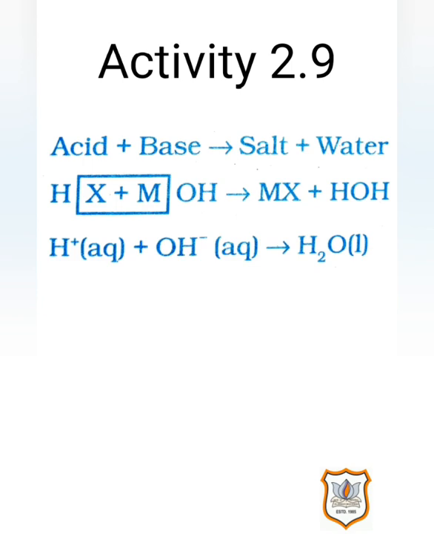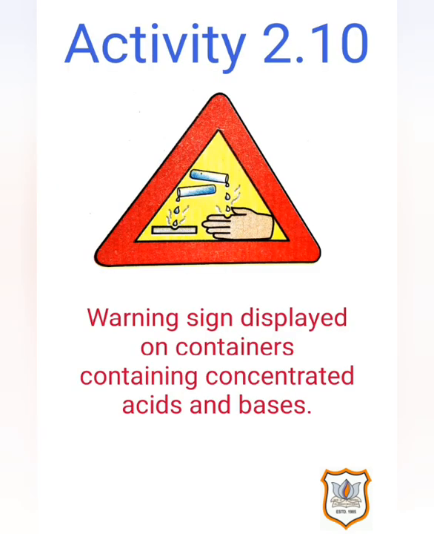Okay. Now, as we have identified that all acids generate H plus ions aqueous, and all bases generate OH minus ions aqueous, we can view the neutralization reaction as follows. Acid plus base gives salt plus water, that is H plus and OH minus gives H2O, that is water in liquid form. Now let's see what is involved when water is mixed with an acid or a base.